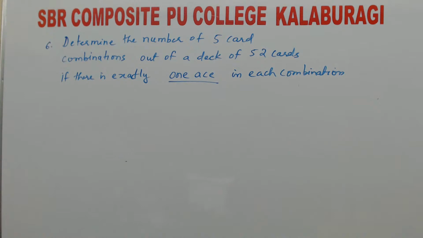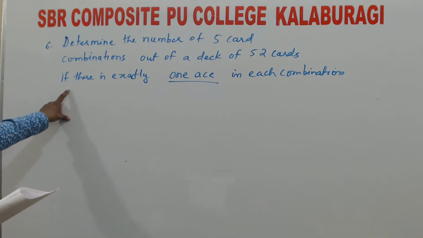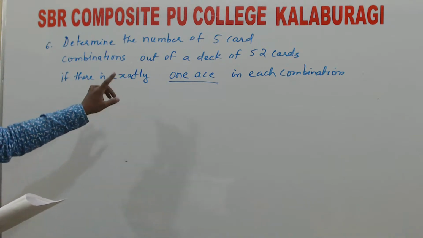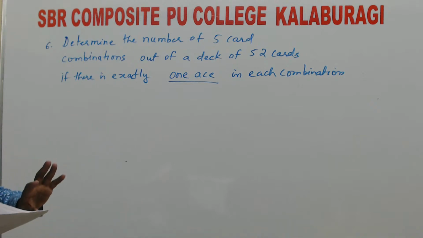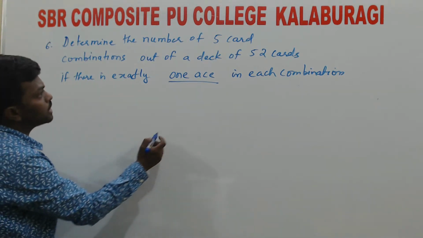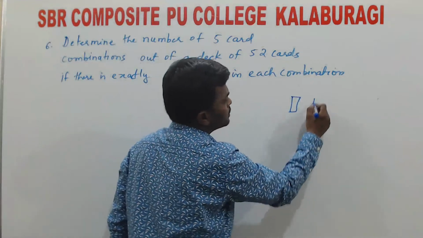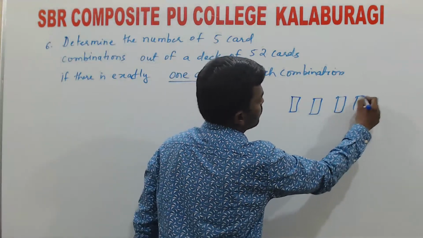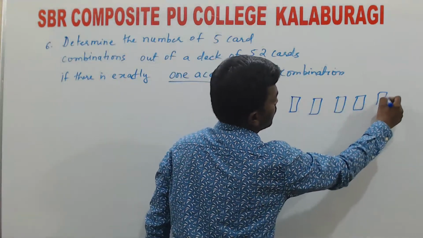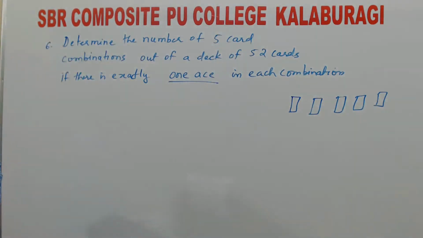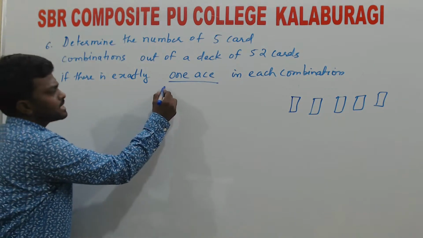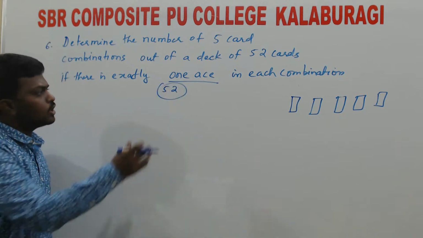Okay, the question is, determine the number of 5 card combinations out of a deck of 52 cards, if there is exactly one ace in each combination. So you have to make a combination or a selection of 5 cards, students. Is that clear? So before that, just let me remind you what we have done yesterday.